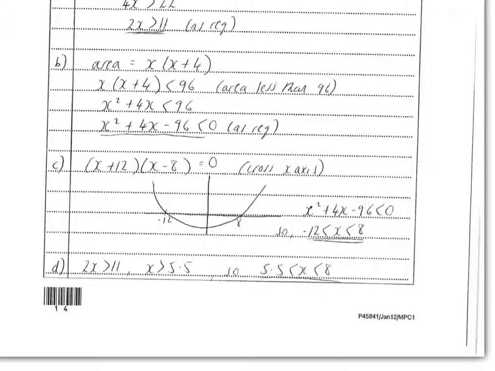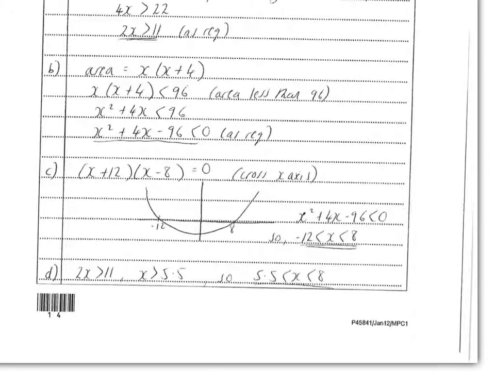Part D is the hardest part of this question. This requires you to combine information from C and from here as well, from part B. Because from part C, you've worked out that x must be less than 8. And obviously it's bigger than 0 because it represents a length in a garden. And here, if you solve this further, you will get x is bigger than 5.5. So you get your final line, which is in between those two numbers.